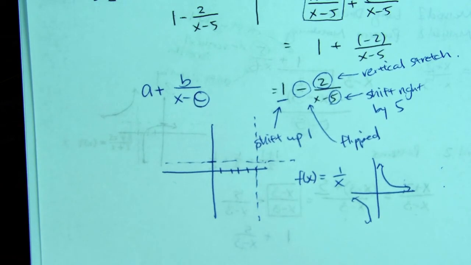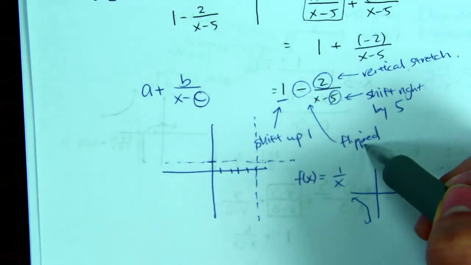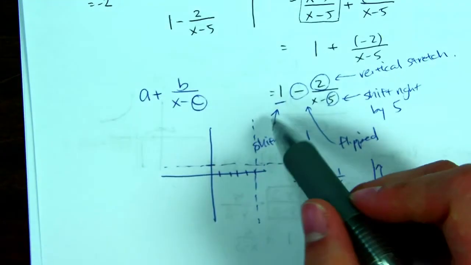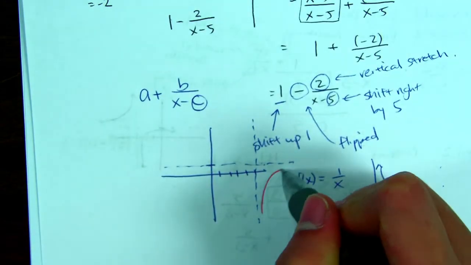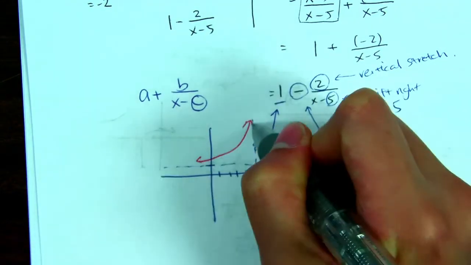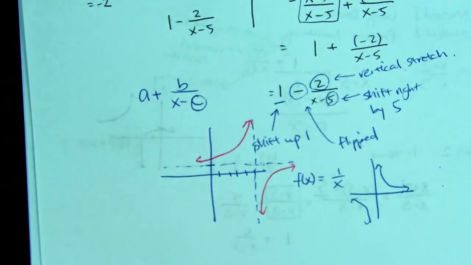And I have a vertical stretch and a flip. So instead of drawing it like this, my entire graph is going to be flipped. So that's why my graph is going to be on this side now. And this side. Okay. And that's it for exercise number 6.